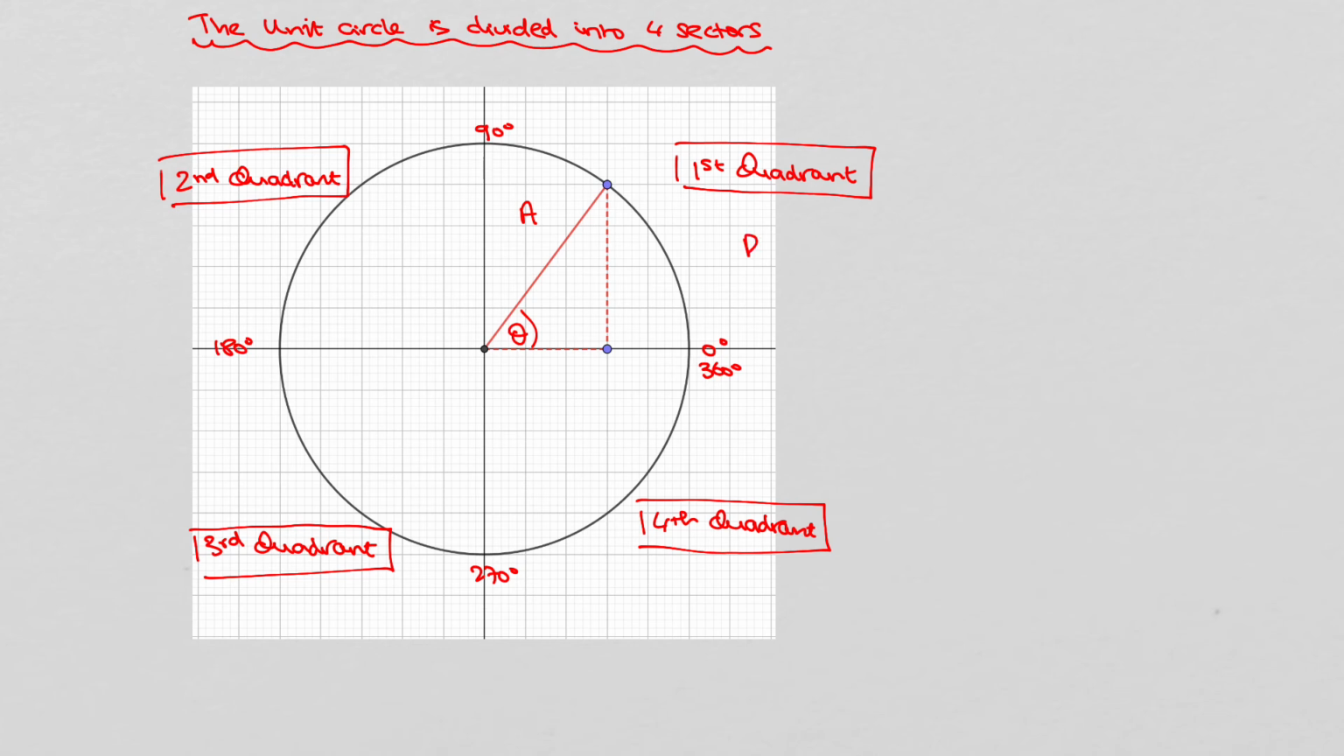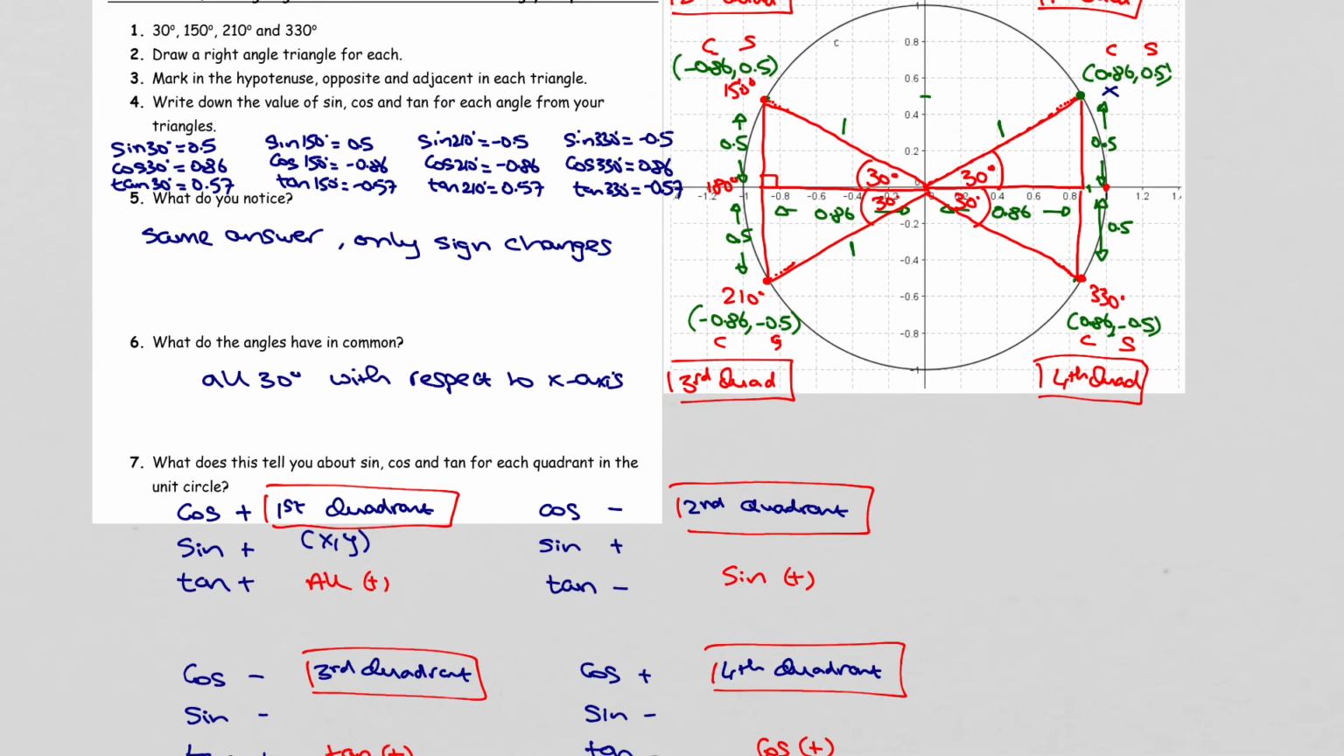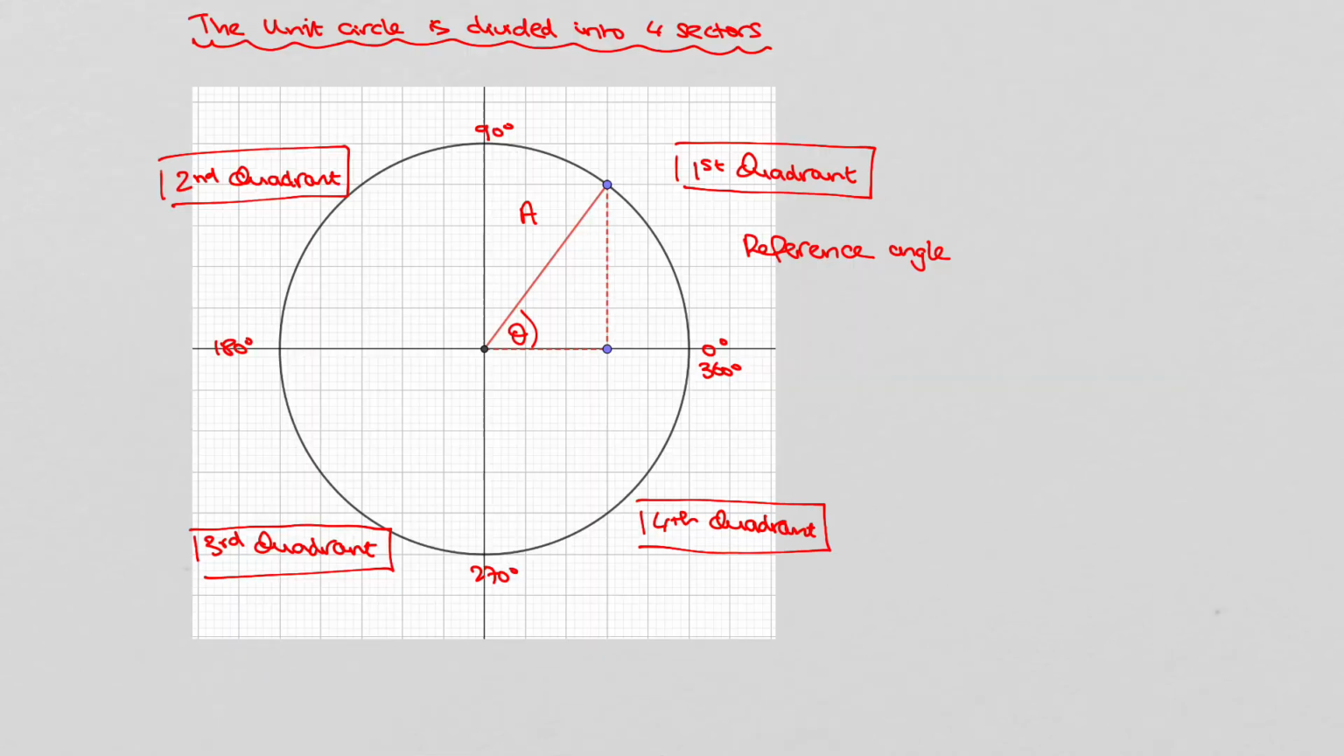And this is always referred to as the reference angle, because an angle in the second, third or fourth quadrant is always going to be the same as the angle in the first quadrant. So in other words, we traced out 150 degrees, 210 degrees, 330 degrees, but they were all the same as 30 degrees, which was the angle in the first quadrant with respect to the x-axis.